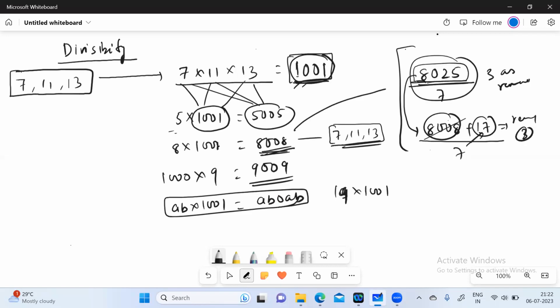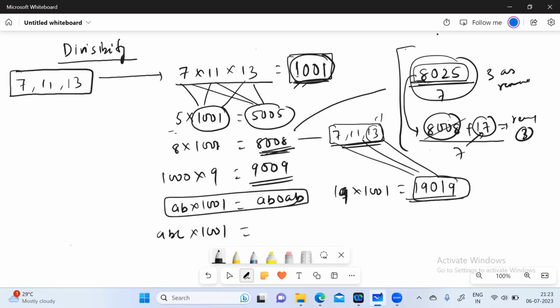There is no problem with 13, but 13 already gets divided by 13. So if 19 gets multiplied by 1001, we will get 19019. So now we know that this number will get divided by 7, 11 and 13, all these numbers. Similarly, if we multiply a 3-digit number like ABC with 1001, you will be getting ABCABC.